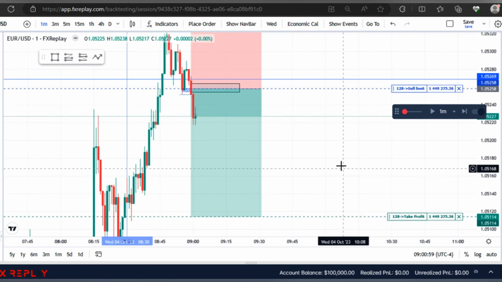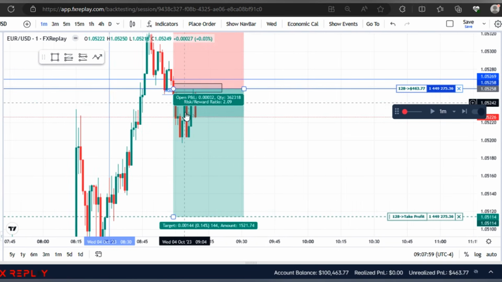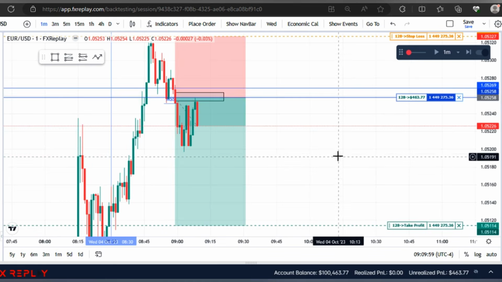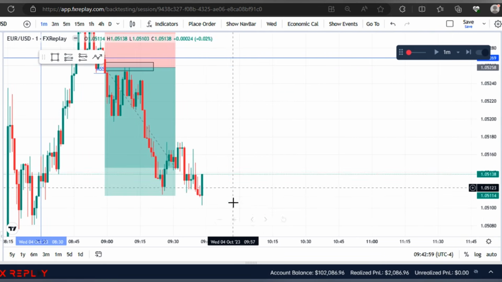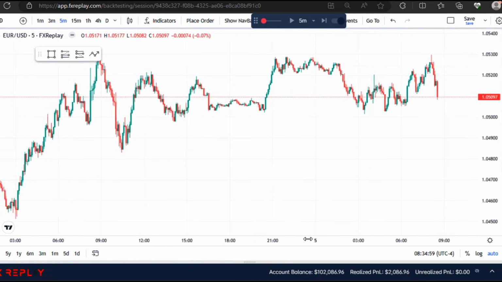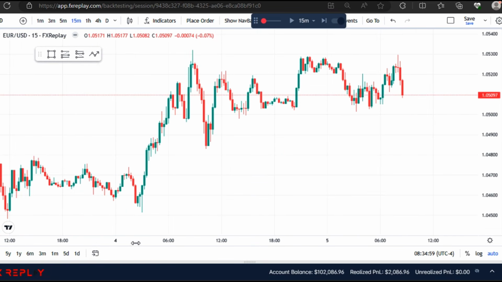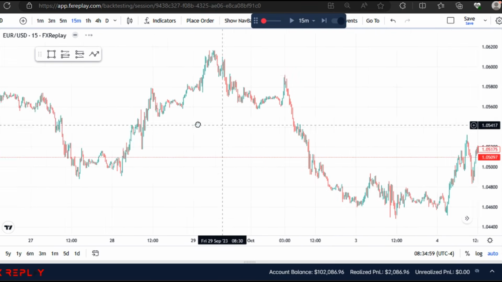Let's see how this trade goes. We have entered the trade. I am waiting for it to play out, and just like that, the price melted and hit our take profit level.